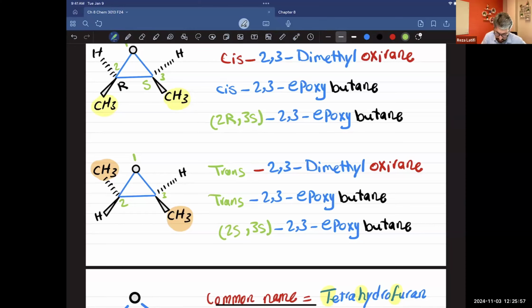Now the question: what's the relationship between these two? They are cis and trans. This one is trans, and that one is cis. So those two should be diastereomers.